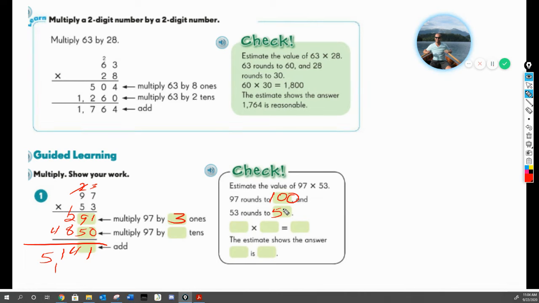You could do the rounding over here. So the estimate shows the answer is, I don't know why there's 2 blanks there, it shows why the answer 5,141 is close or accurate, or is reasonable, I guess. Wait, make it more confusing. All right, moving on. Moving right along.